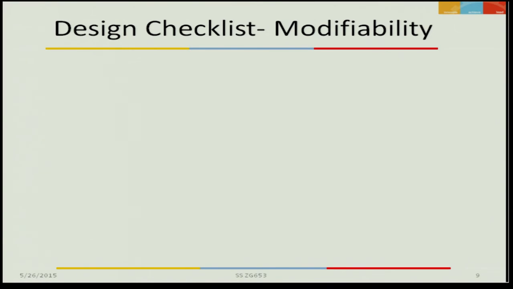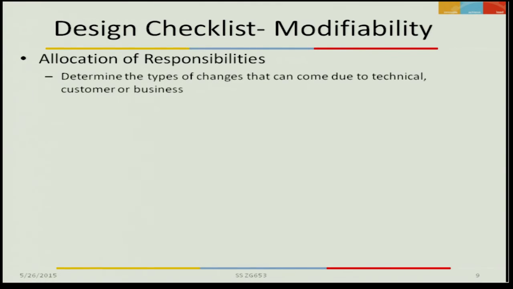Let's look at different design checklists for modifiability. If you remember, we introduced different design checklist categories. We are going to elaborate those categories with respect to modifiability. First is allocation of responsibility. So let us see what it means in the context of modifiability.